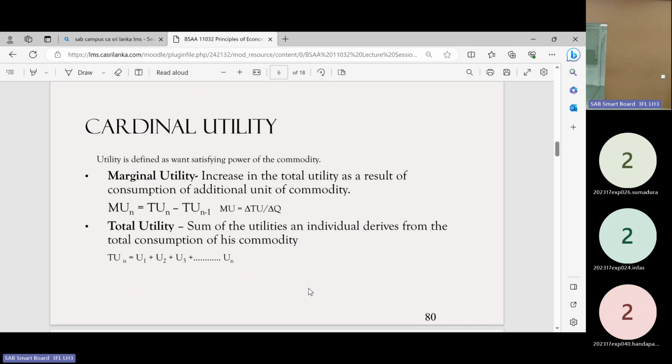Marginal utility means when she is moving from the first string hopper to the second string hopper, what is the change in utility? First string hopper 5. Second string hopper 7 units of satisfaction. So 2 is the marginal utility or the extra utility: the increase in the total utility as a result of consumption of an additional unit of a commodity. You have to know definitions. What is total utility? What is marginal utility? Under ordinal approach, cardinal approach, you have to know, please. It's all in the slide.